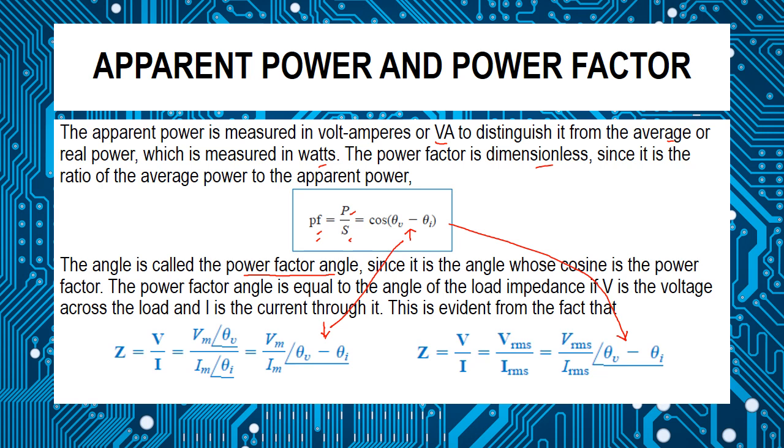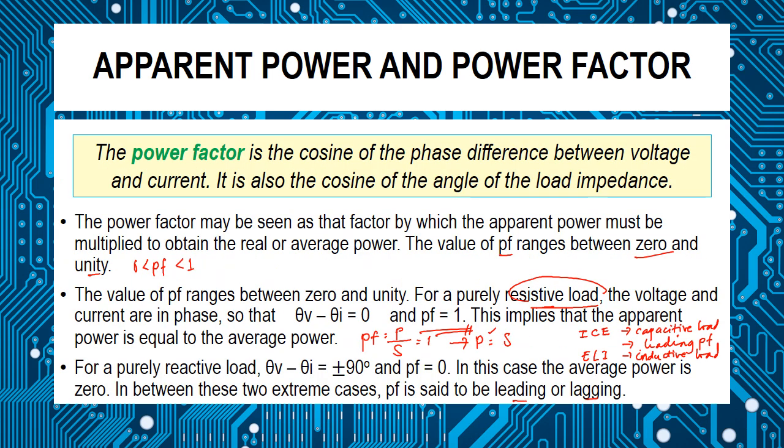Okay? And similarly, if we have the values solving for the impedance given RMS values of voltage and current, so V RMS over I RMS, angle theta V minus theta I. So, still the same with the power factor angle. So, the power factor, the cosine of the phase difference between the voltage and the current, is also the cosine of the angle of the load impedance. So, the power factor may be seen as that factor by which the apparent power must be multiplied to obtain the real or average power.